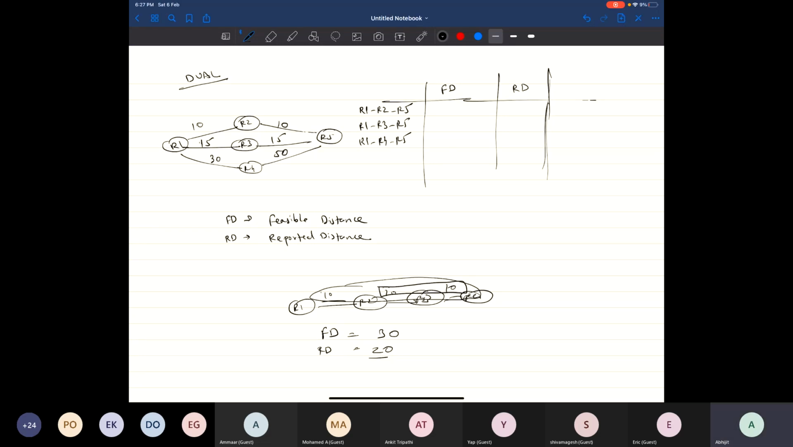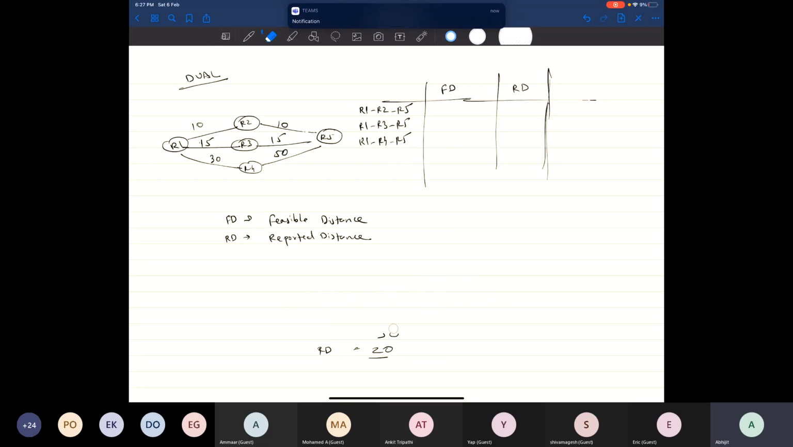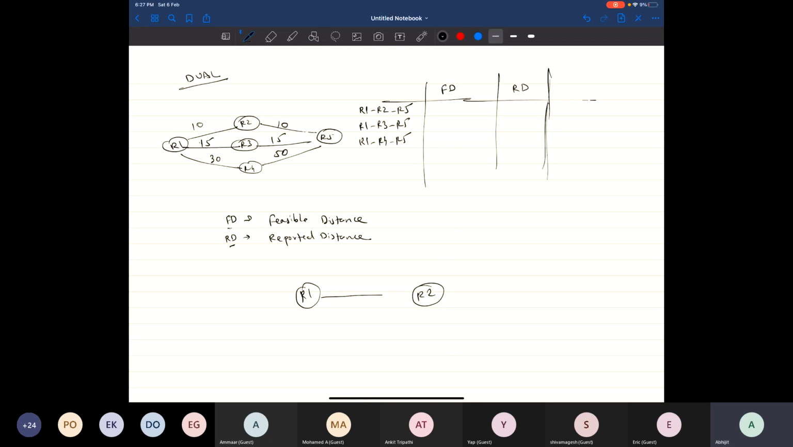Yeah. So you can consider that the FD is going to be the feasible distance. I'll repeat the same thing. As I told you, there are two terms every route is addressed with. Okay. You have feasible distance and you have reported distance. When I calculate the bandwidth, or when I calculate metric between two routes, let's say R1 and R2, this particular metric will be calculated with the help of bandwidth plus delay. Okay, and then it will be calculated in a way that the best route is possible.